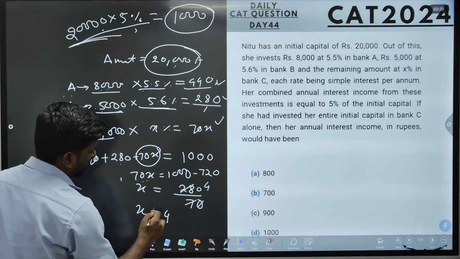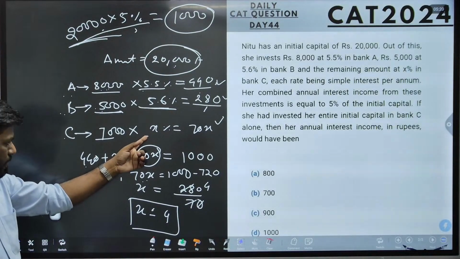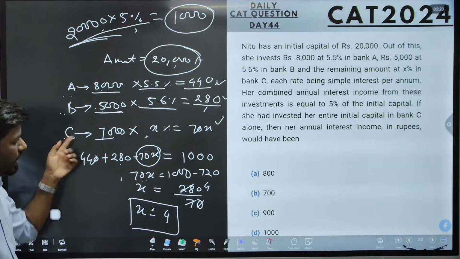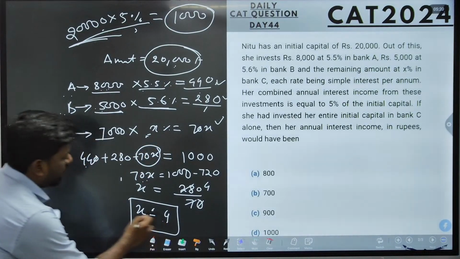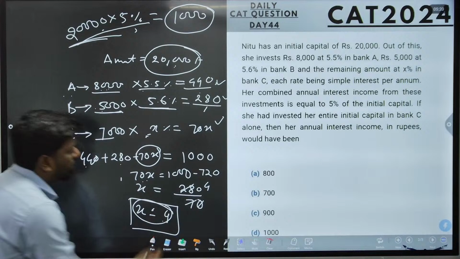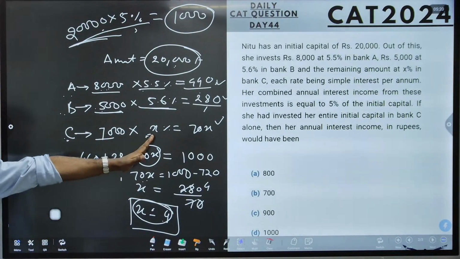Simple calculation. What is this x? This x was the rate of interest for the bank C. Now you will say this is x percent, that is 4%. Now I will say this x is nothing but the interest rate for the bank C. Okay, so we have found out the value of x.